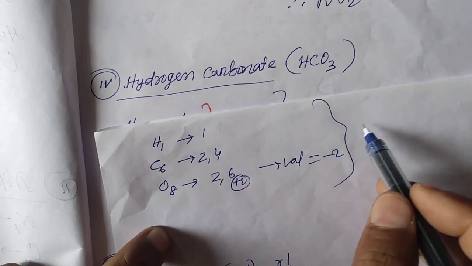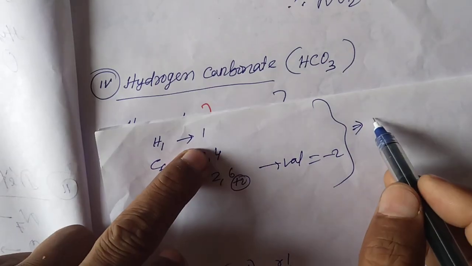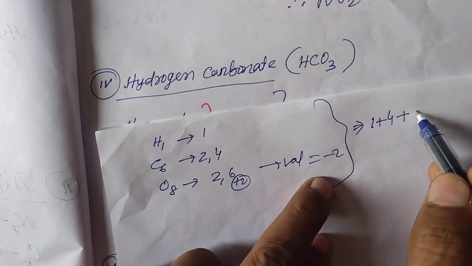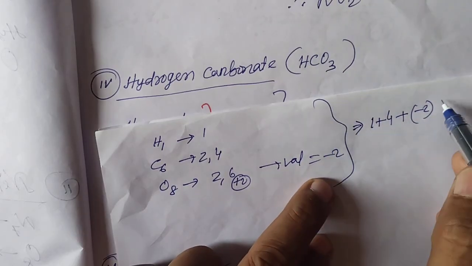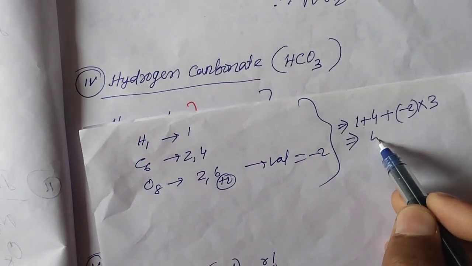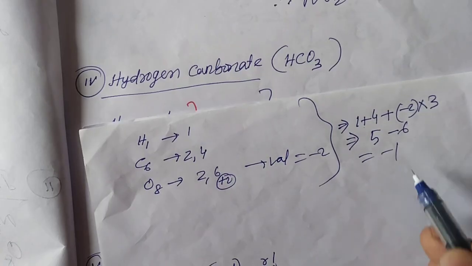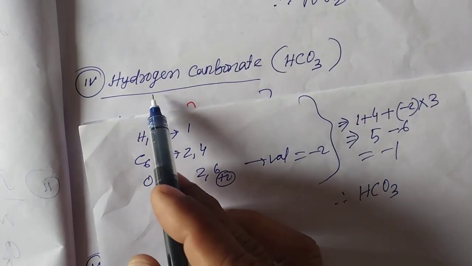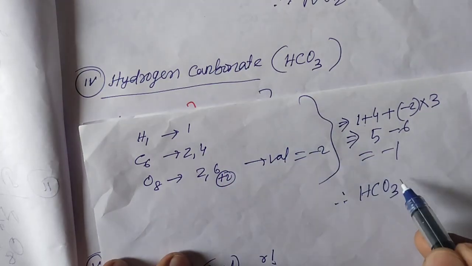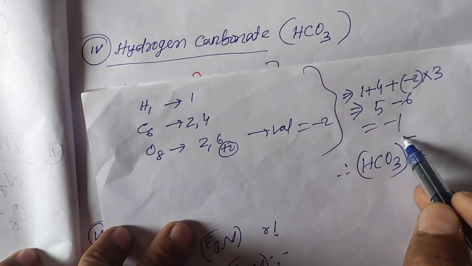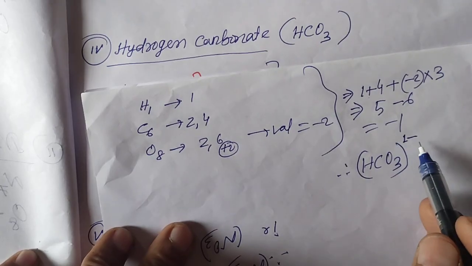So how will we calculate? Hydrogen valence electron 1, the other element valence electron 4, and oxygen valency -2. And how many times is oxygen? 3 times, so multiplied by 3. So 1 plus 4 is 5, minus 6, valency -1. Therefore, HCO3 is called hydrogen carbonate, and its valency is -1. For negative, just write a minus, and to understand you can write -1 also. The -1 is generally not shown.